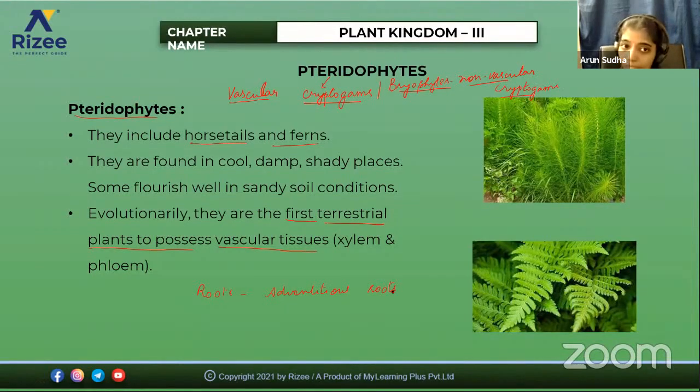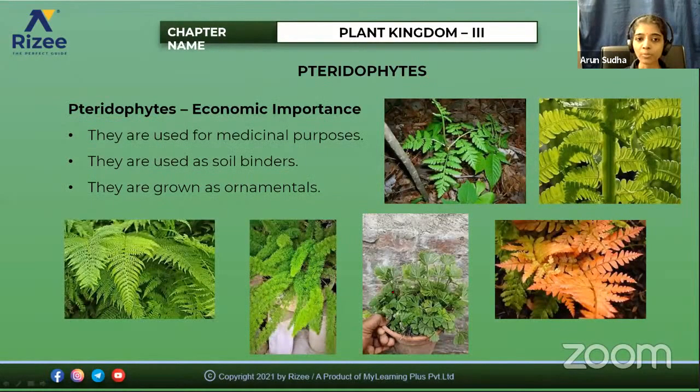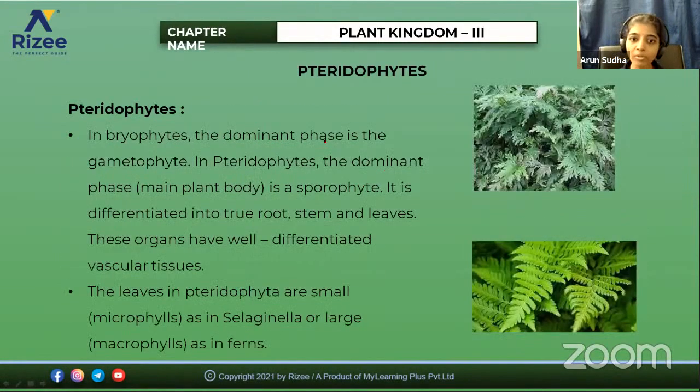Now the economic importance. These pteridophytes are of wide occurrence, but mainly they are grown as ornamental plants, because these ferns are the common examples of pteridophytes, and they are grown everywhere as ornamental plants. They don't have seeds, flowers or fruits; they are non-flowering plants. They are used as soil binders, and also for medicinal purposes. So these are the main importance of pteridophytes. Most of the ornamental plants come under the category of pteridophytes.